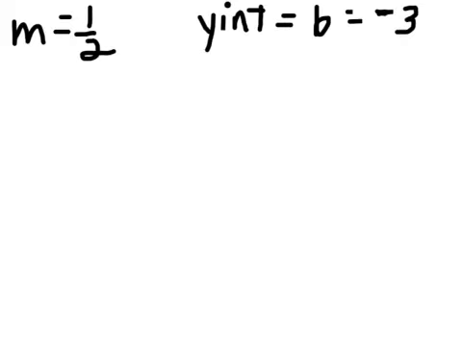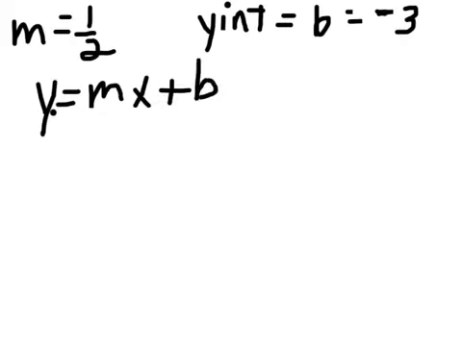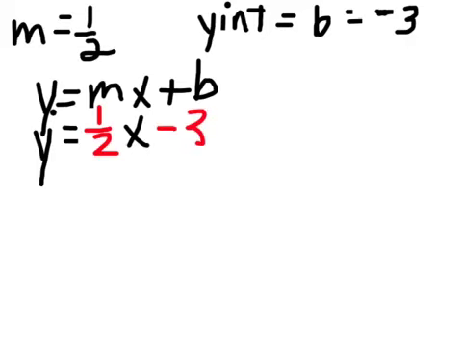So if I want to write y equals mx plus b now, I've got what I need, don't I? I have a slope of 1/2, and I have a y-intercept of negative 3, so I'm going to turn that into minus 3 just to make sure I show the sign on it. Now that is the equation in slope-intercept form. Just going to abbreviate here.